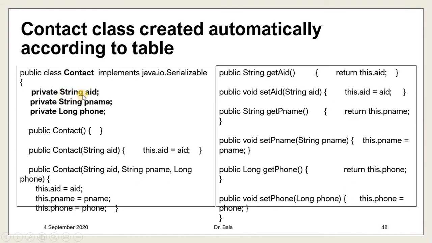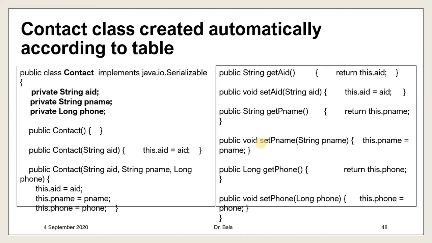We have 3 different attributes here based on the table fields: AID, person name, and phone number. These 3 are there, and it automatically generated the constructor to pass a value, and there are getter and setter methods according to the fields available. So this is our POJO class, plain old Java object.